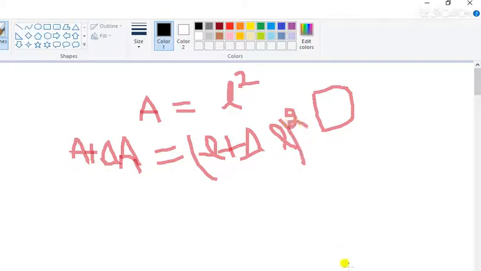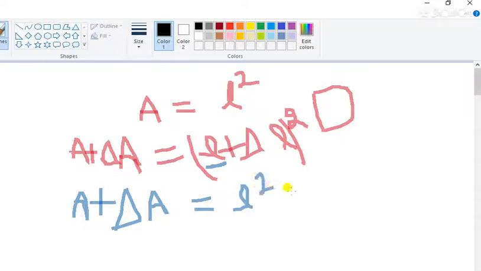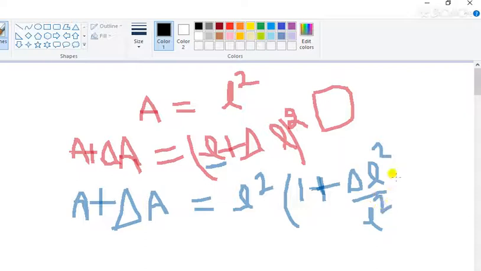By taking L common, we can get A plus delta A is equal to L square, which we can take outside, times 1 plus delta L by L whole square, which opens as 1 plus delta L square by L square plus 2 delta L into L by L square.